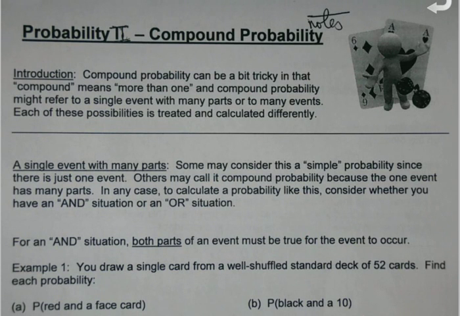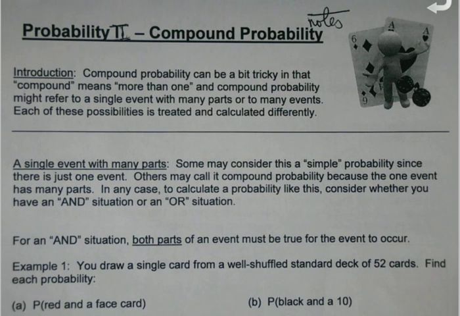All right, after taking a look at simple probability yesterday, some real basics, some things you probably have seen before, we're going to crank things up a little bit today with compound probability, which basically just means there's more than one event that's going to be occurring, and we have to figure out the probability of each event and the probability of those things happening together.